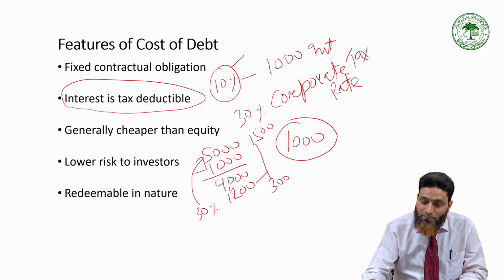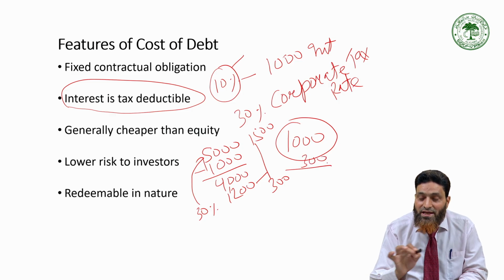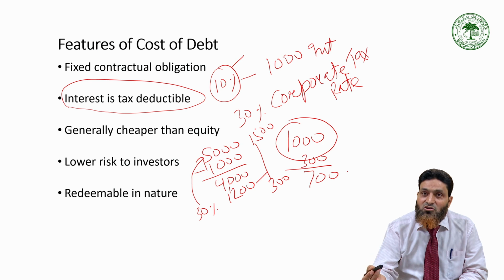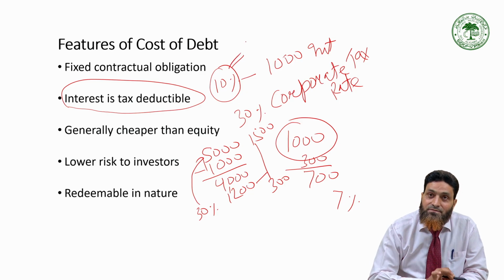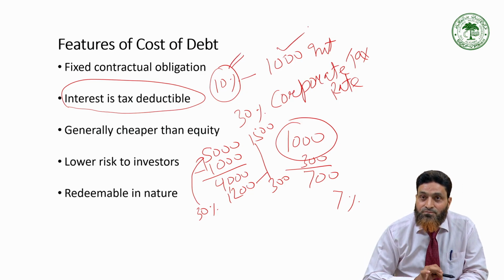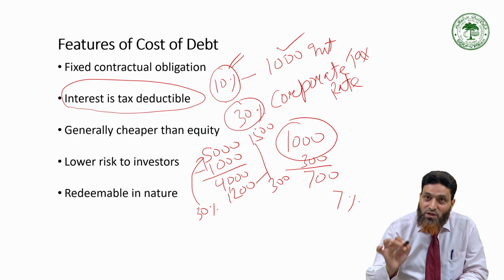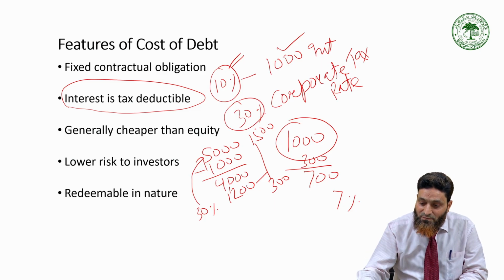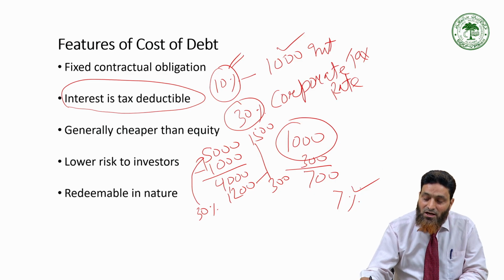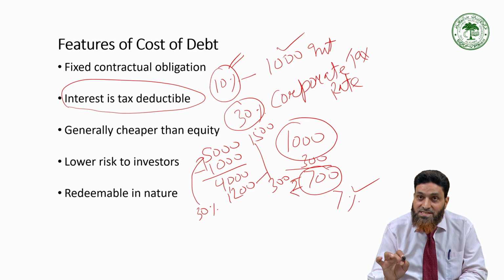So on one side, the company is paying 1000 rupees, but there is a saving of 300, and that's why the effective cost to the company is 700. In terms of percentage, it will be 7%. So if the interest rate is 10%, the amount is 1000, and the tax rate is 30%, then the effective rate of interest or effective cost of debt to the company will be 7%, or 700 rupees if you want to show it. I hope this concept is clear.